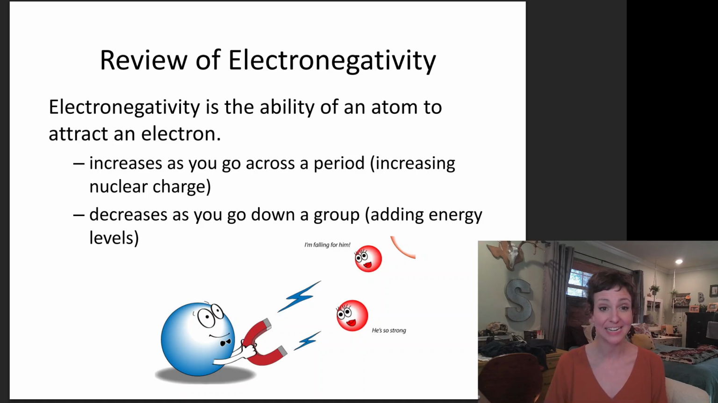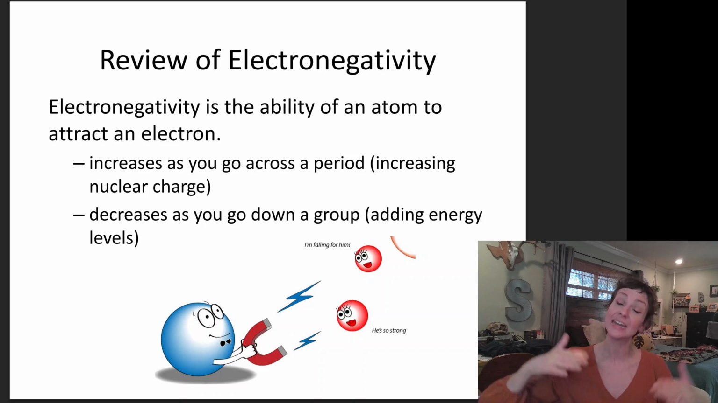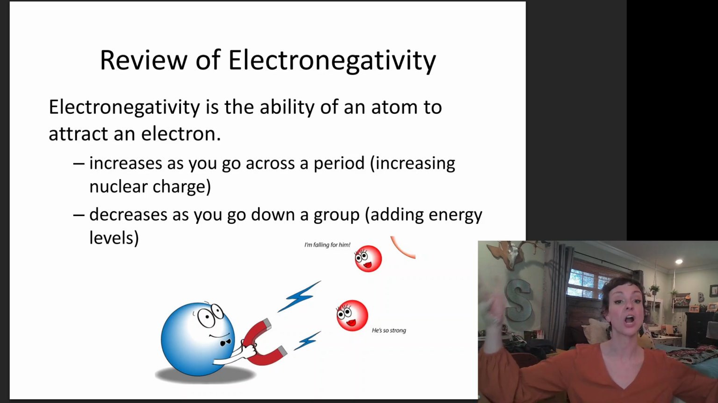And we know it increases as you go across a period, because of increasing nuclear charge, more protons are added, which means the electrons are able to be pulled in tighter. And it decreases as you go down a group, because as you go down a group, you add energy levels, meaning the electrons are not able to be held quite as tightly.